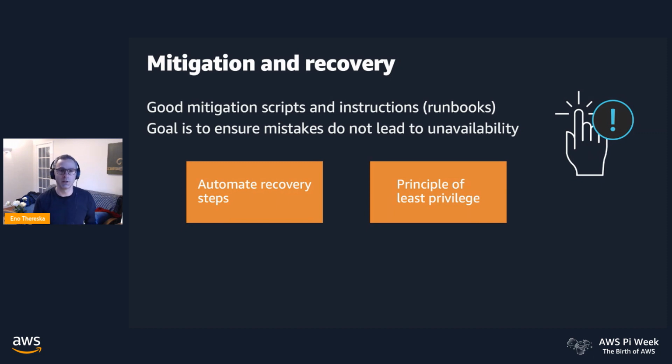So, for example, we tend to disallow broad SSH access to instances. And also, we want to limit access privileges to times when there is an on-call event. All of these things add up and help for maintaining high availability for our customers.